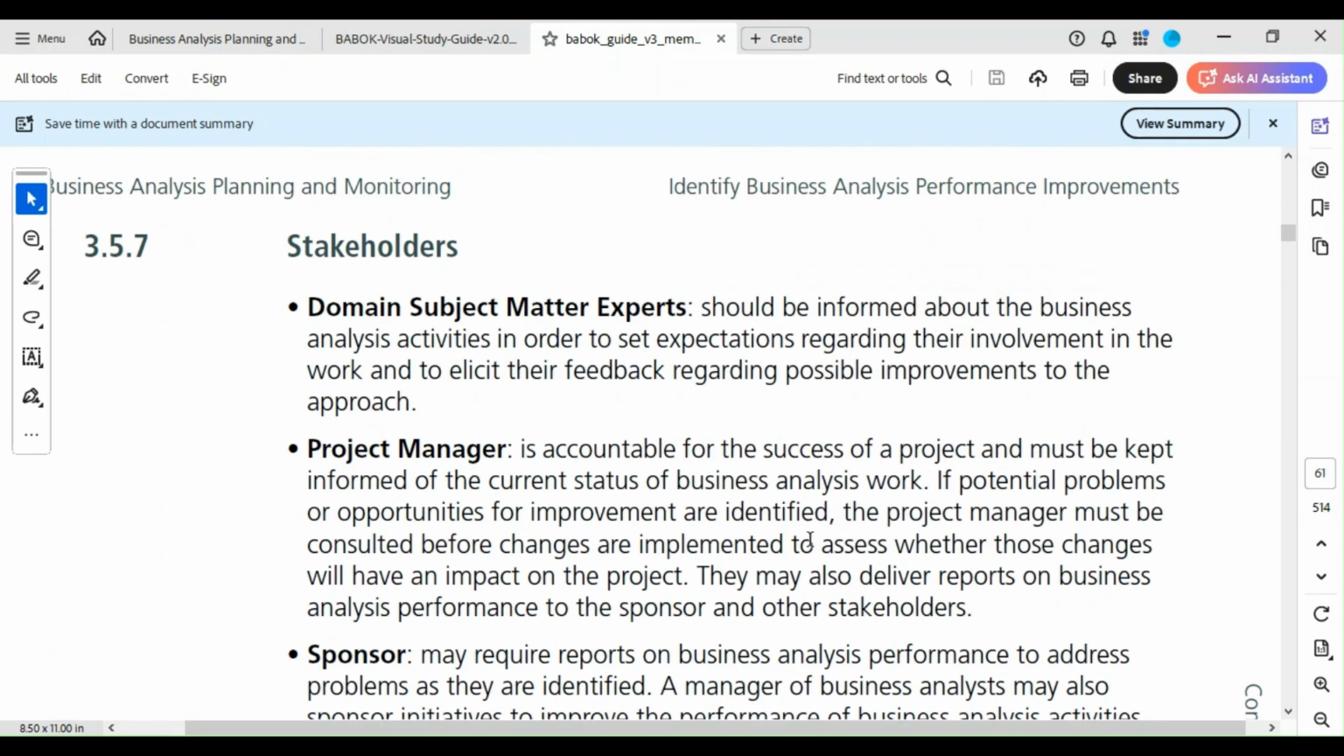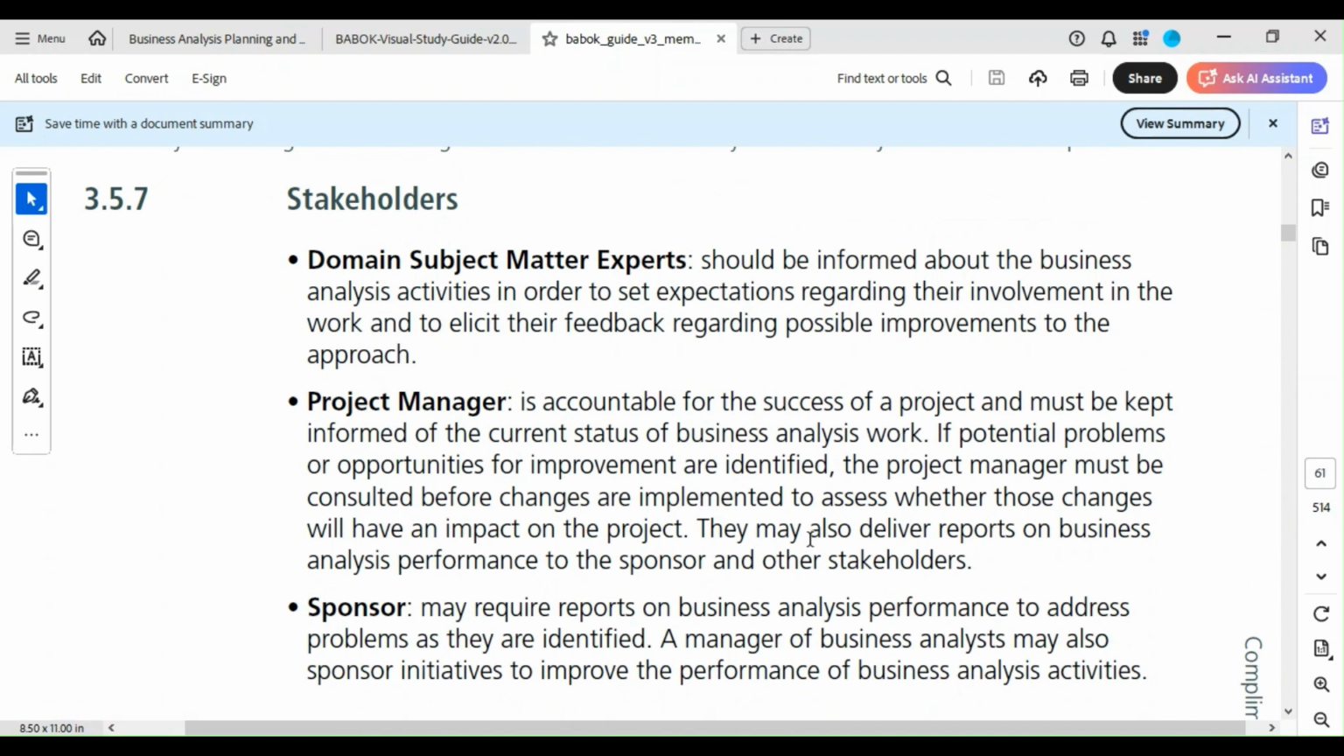Then stakeholders, who are those group of important personalities that you need to engage, you need to inform, you need to brainstorm with. The number one person is your domain subject matter expert. They should be informed about the business analysis activities in order to set expectations regarding their involvement in the work and to elicit their feedback regarding possible improvements to their program. Remember, they are those that are knowledgeable about the system. So you need to engage them as often as possible.